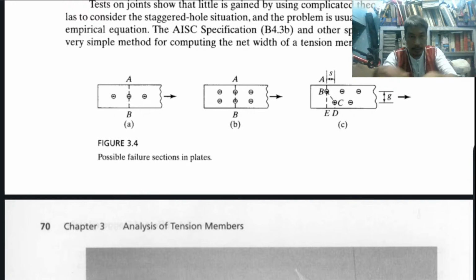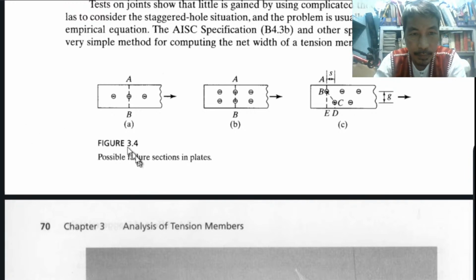Figure, possible failure section in plate. So this is the possible failure, as you can see on the broken lines. This is the possible failure, so as this and so as this. But it is the most possible failure rather than this one. Why is that? Why is it the middle? Why not the edge? It is actually transverse. We are showing you the transverse. It could be this one, could be this one, it could be this one.